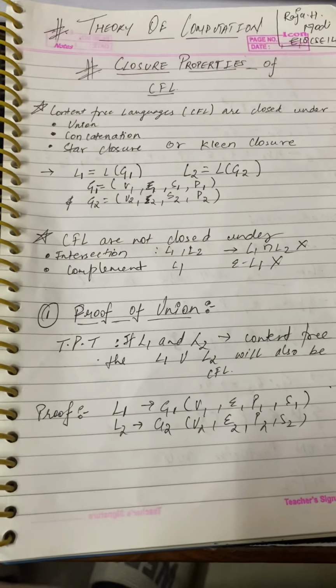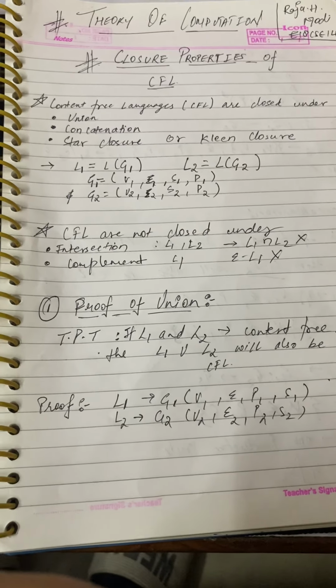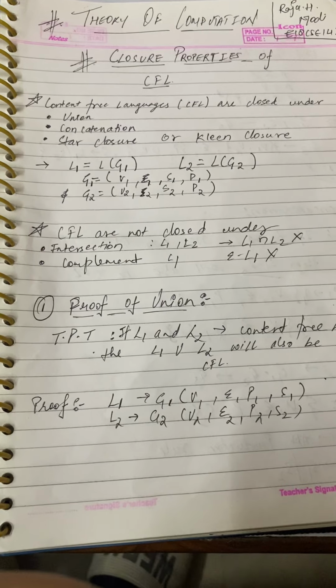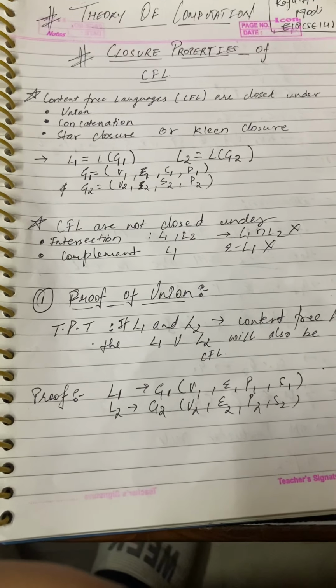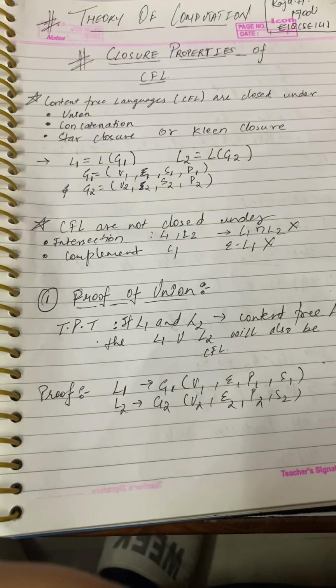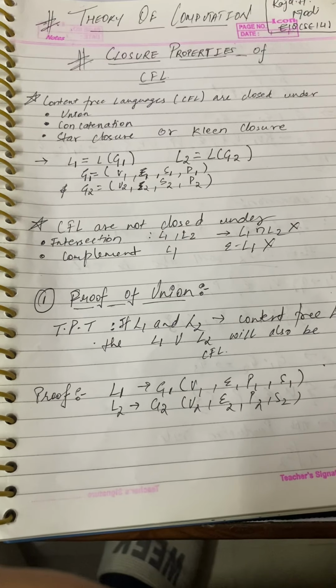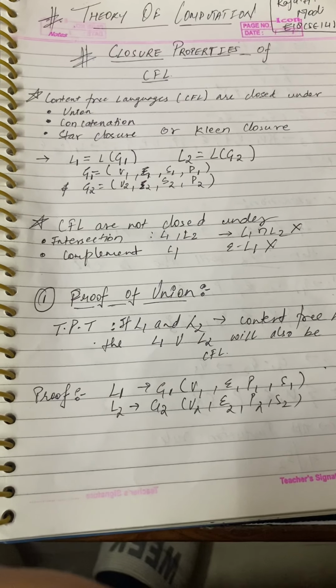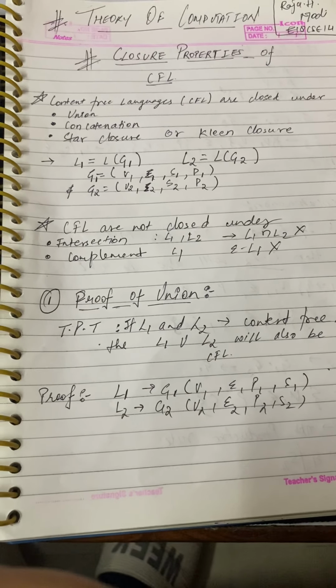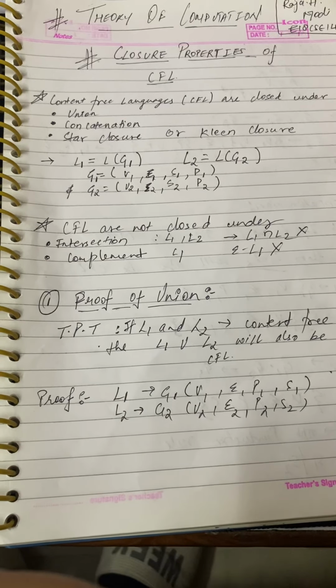Hello everyone, my name is Raja Harshit Modi and today I'll be shedding some light on a topic of theory of computation, that is closure properties of CFL. CFL is context-free languages. So context-free languages are closed under union, concatenation, and star closure or Kleene closure.